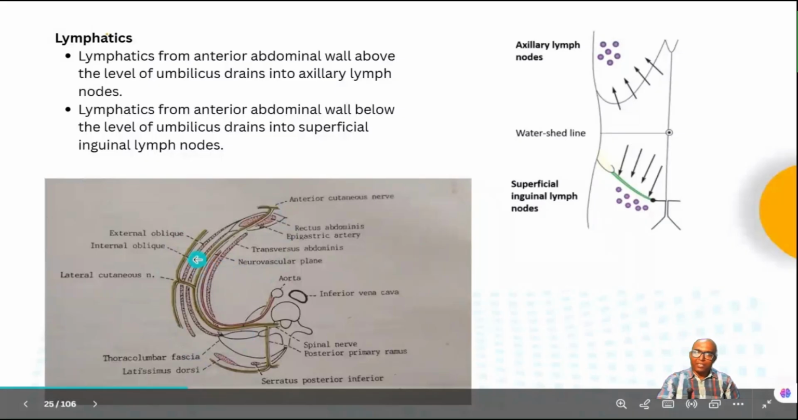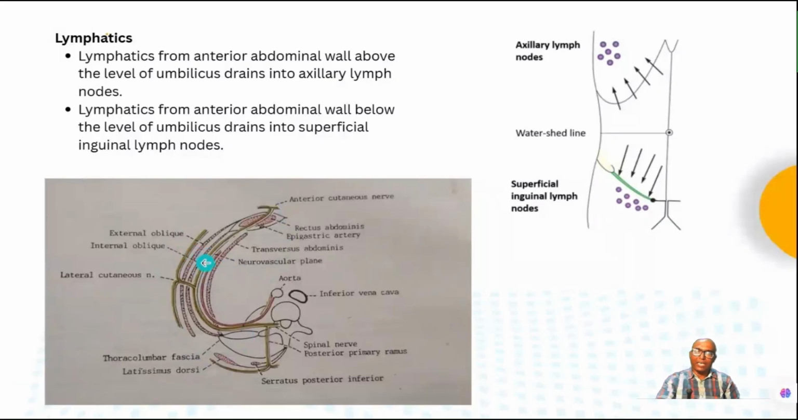So you remember there are three muscles: external oblique, internal oblique, and the transversus abdominis. Between the internal oblique and the transversus abdominis, this is the neurovascular plane. Okay, you see this yellow nerve is passing like this, and this is the vessel which is passing between these two. So the neurovascular plane lies between the transversus abdominis and the internal oblique.